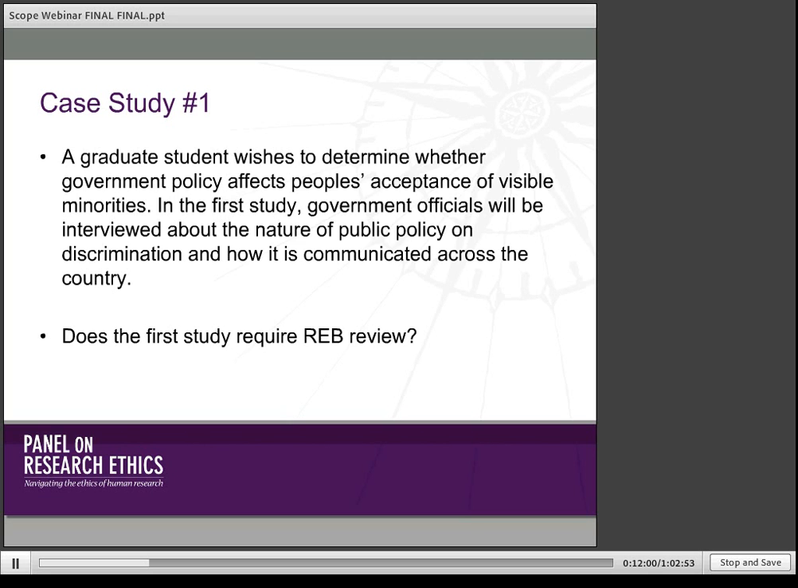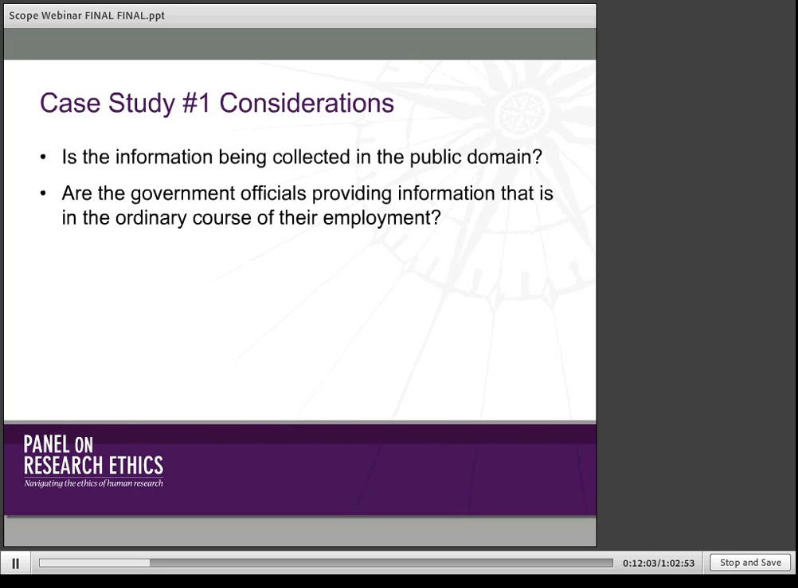And I'm going to move on to the next slide, case study number 1, considerations. So in this situation, the information being collected is information about Canadian public policy on discrimination, which is in the public domain. And the interview is with public servants. The researcher is asking them questions about how to interpret the policy and how the policy is communicated to the various parts of Canada. These are both aspects of their jobs as public servants, and therefore the information being collected in this part of the study is in the public domain. Therefore, this is an example of research that is exempt from REB review.